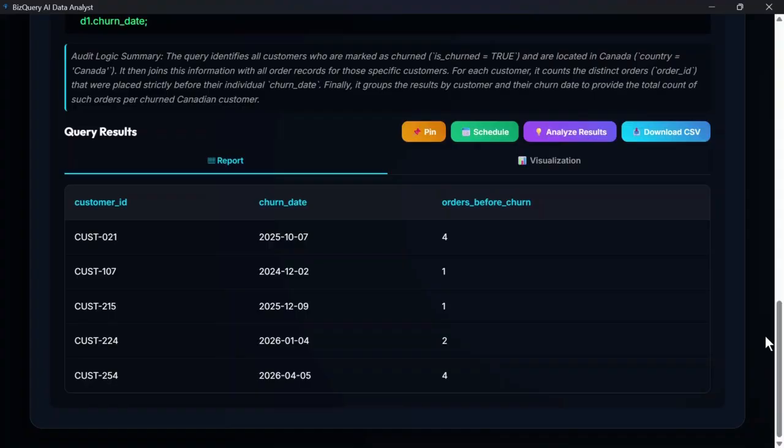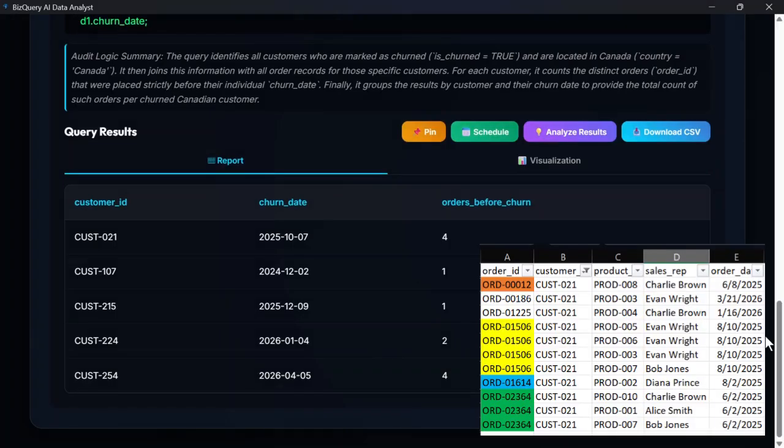The orders before churn column acts as the baseline metric for customer health. Because the underlying query compiled unique instances, multi-line item orders, where a single order contains several separate products, are properly collapsed into single purchase events. For example, rather than showing an inflated row count for customer 021, it accurately reflects the 4 distinct purchasing commitments the client made before departing.